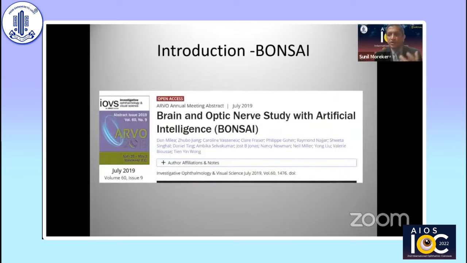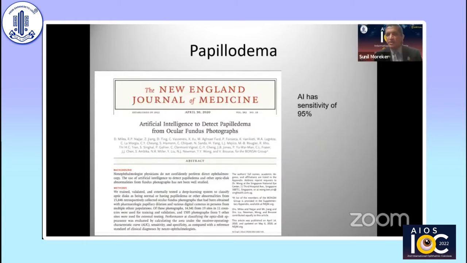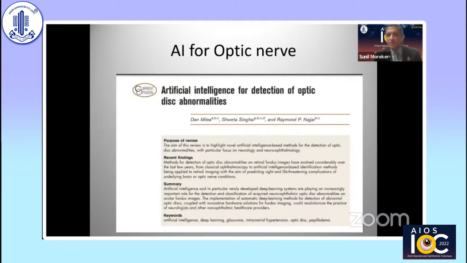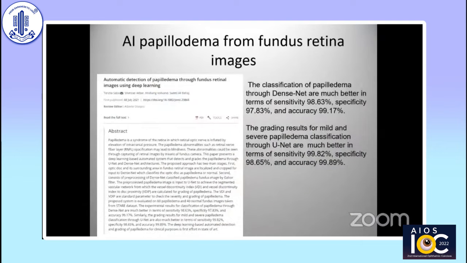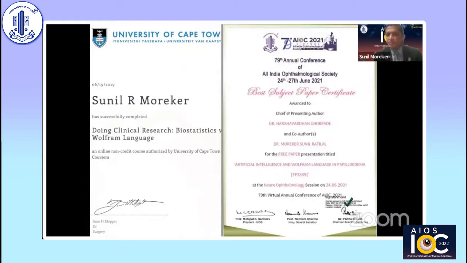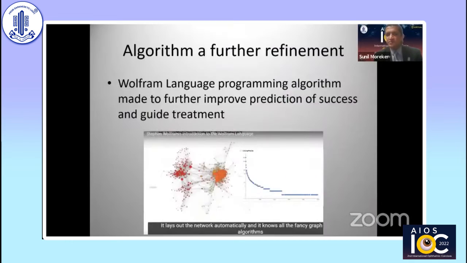So how are we doing this, and what matters for us now? We know that the brain bonsai study looked at the brain and optic nerve with artificial intelligence. We also know that papilledema has been studied, and AI has a sensitivity of 95%. We also know that there are 6 types of associated disc abnormalities. Papilledema or optic nerve injury in each of these types of discs is going to be different. So you look at the disc edema, traumatic disc edema in such cases. This is our paper where we used the Wolfram language, and we got the best paper this time. So the algorithms in AI can be further enhanced by using Wolfram language.